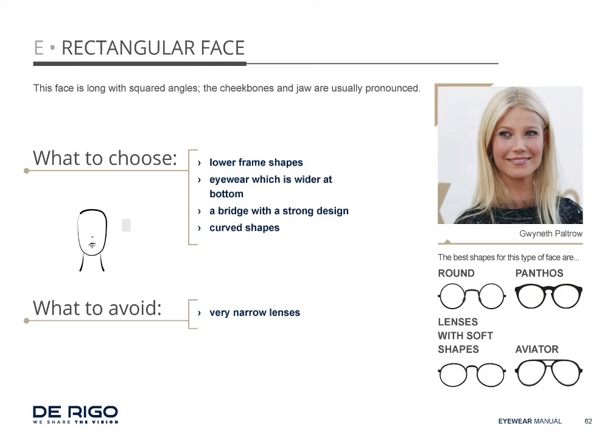Rectangular faces are long with squared angles. The cheekbones and jaw are usually pronounced. People with this face should choose lower frame shapes, eyewear which is wider at the bottom, a bridge with a strong design, and or curved shapes. They should avoid very narrow lenses. The best shapes for this type of face are round, panthos, lenses with soft shapes, and aviator.